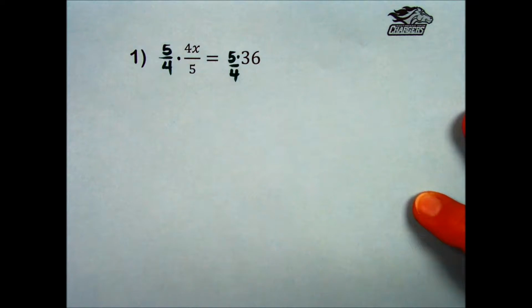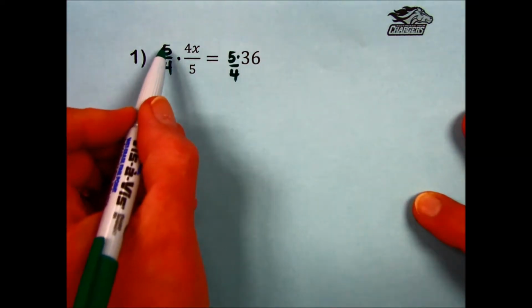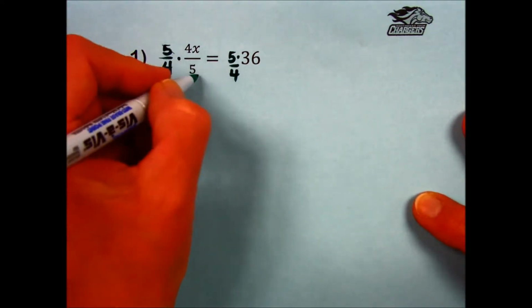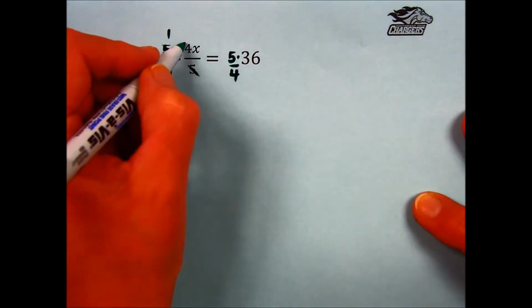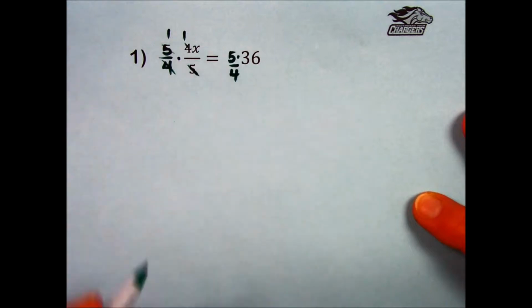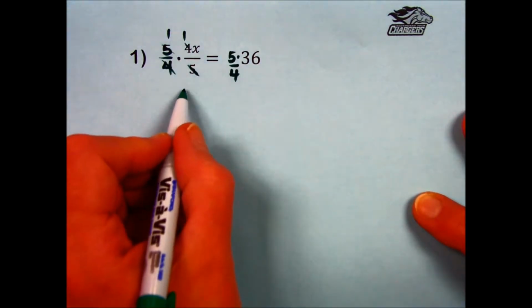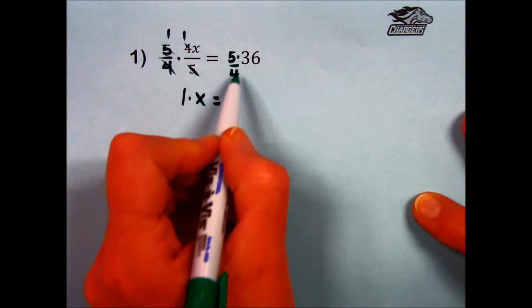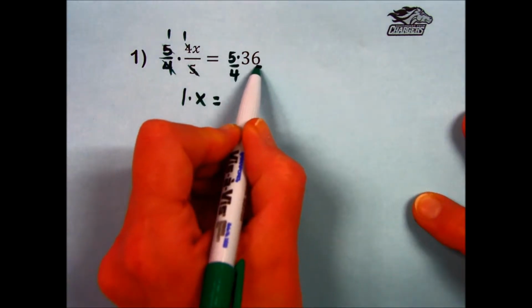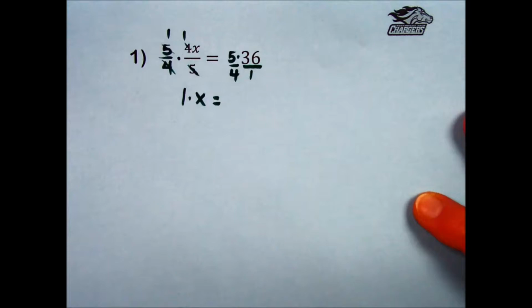Multiplying fractions together, if there's something common in the numerator and the denominator, we can cancel them out. The 5's in the numerator and denominator would result in a 1. The 4 in the numerator and denominator would result in a 1, leaving a 1 times x. On the right-hand side, I have a fraction times this whole number. Any whole number is understood to have a denominator of 1.